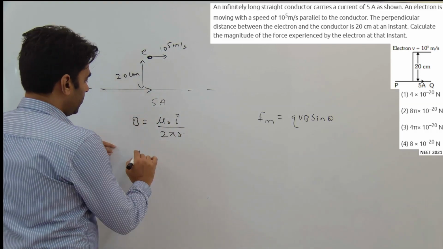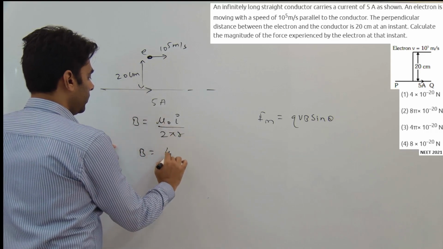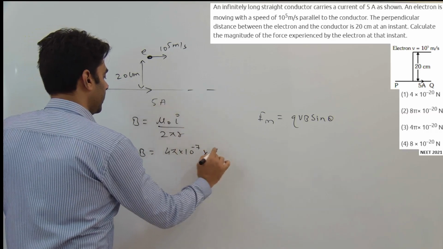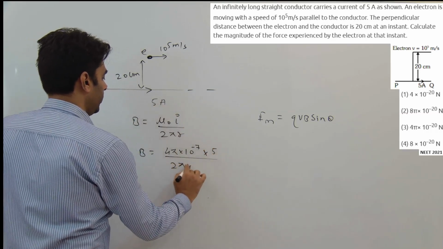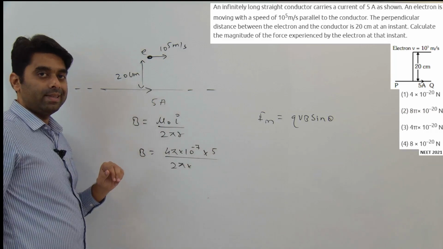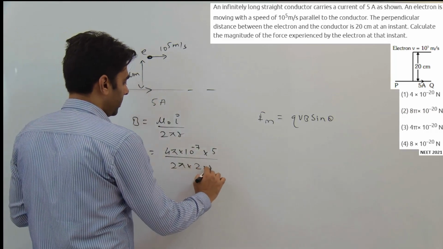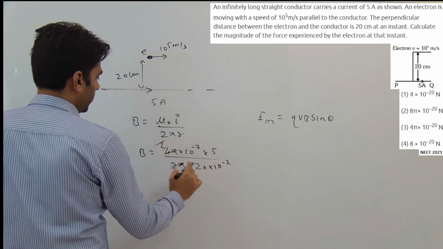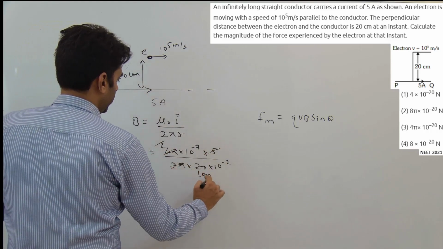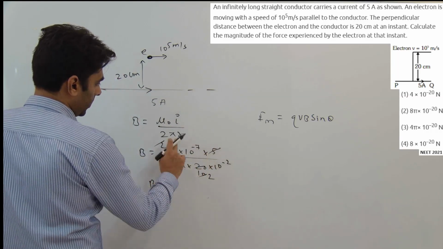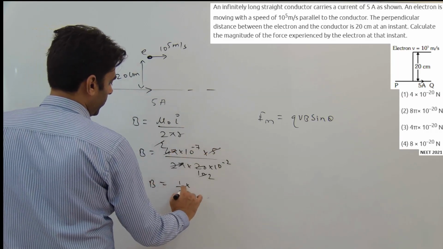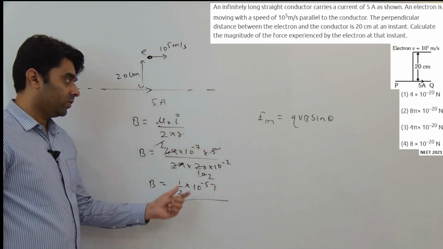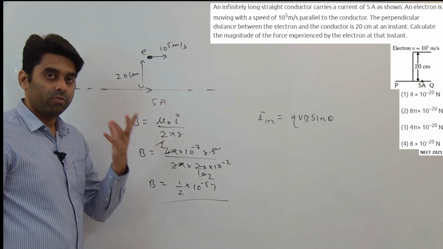Right, let us find out magnetic field. Mu naught is 4 pi into 10 power minus 7, current is 5 ampere, by 2 pi into r. How much is our separation? 20 centimeters. So that becomes 20 into 10 power minus 2. Let's solve it. So B value comes out 1 by 2 into 10 power minus 5 Tesla. This is the magnetic field. Due to this magnetic field, the charged particle, the electron, will experience the force.